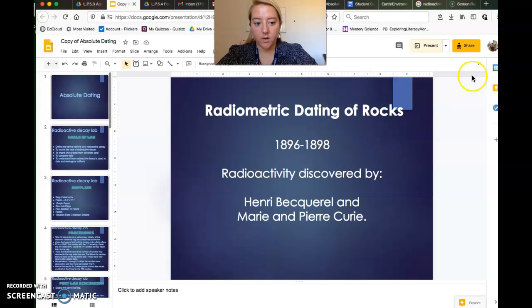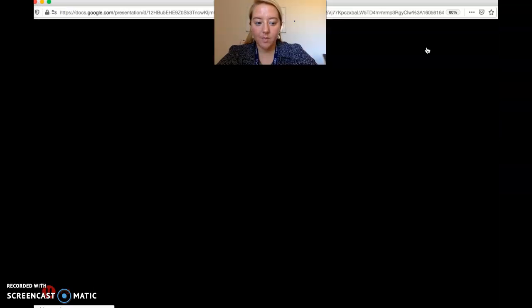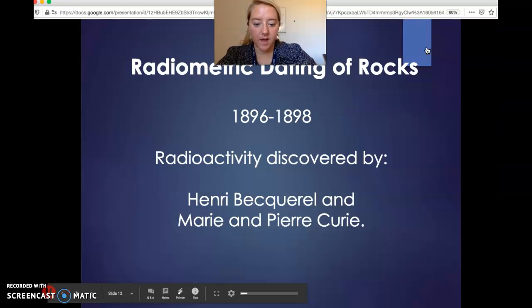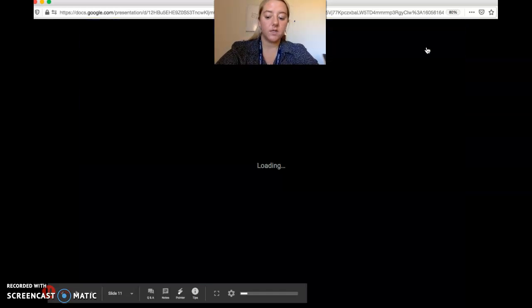We did our lab using M&Ms to discover the half-life of elements, which helps us date rocks. We're a little bit off on our PowerPoint. Give me just a second. Quite a bit off.